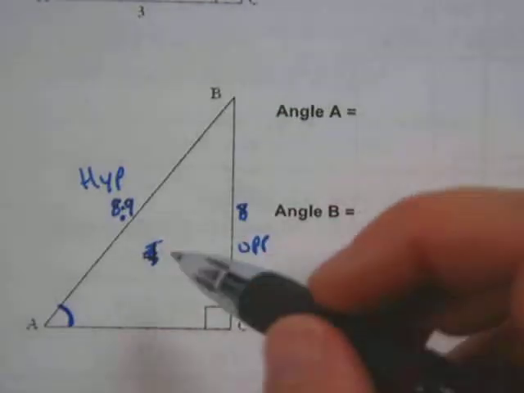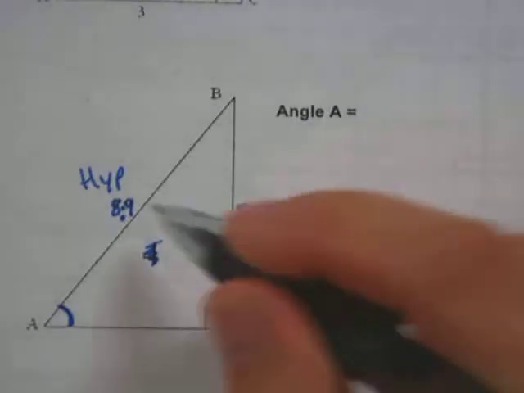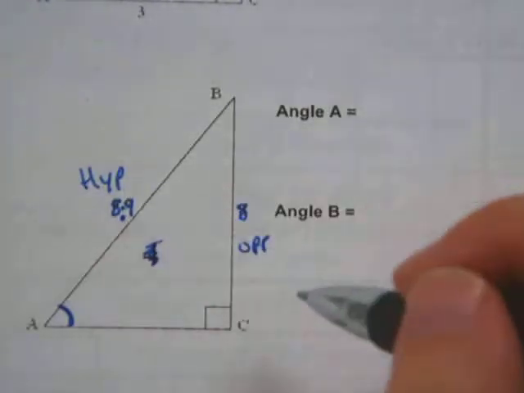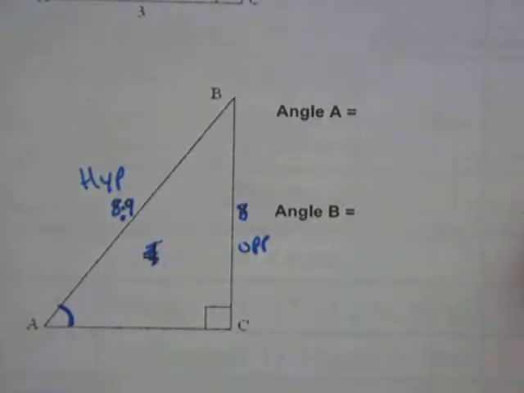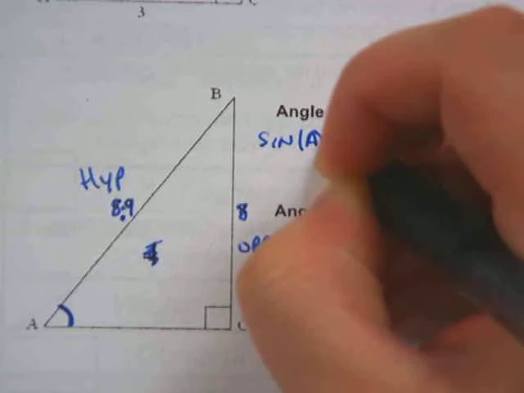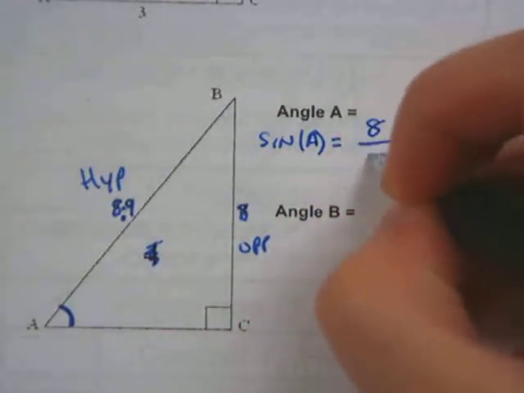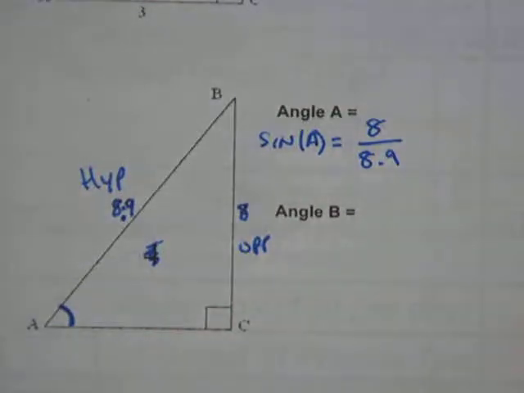Okay, because now I need to choose a trig function. So in order to choose one, I look at these two sides. We have opposite and hypotenuse. And I need to pick a trig function, sine, cosine, or tangent, that uses opposite and hypotenuse. So since sine is opposite over hypotenuse, that's the one I'm going to use. So we're going to write sine of angle A equals opposite over hypotenuse, so 8 over 8.9. So there's the equation that we have set up.